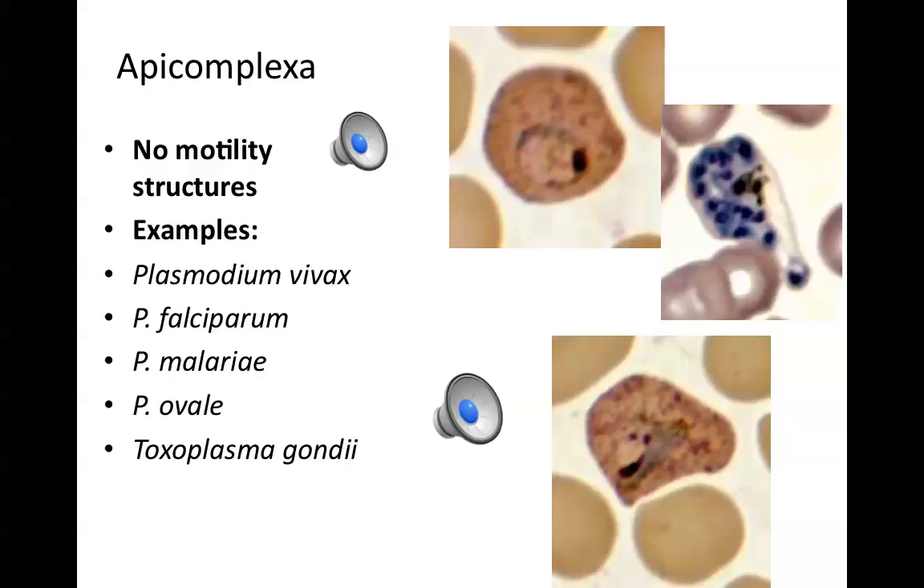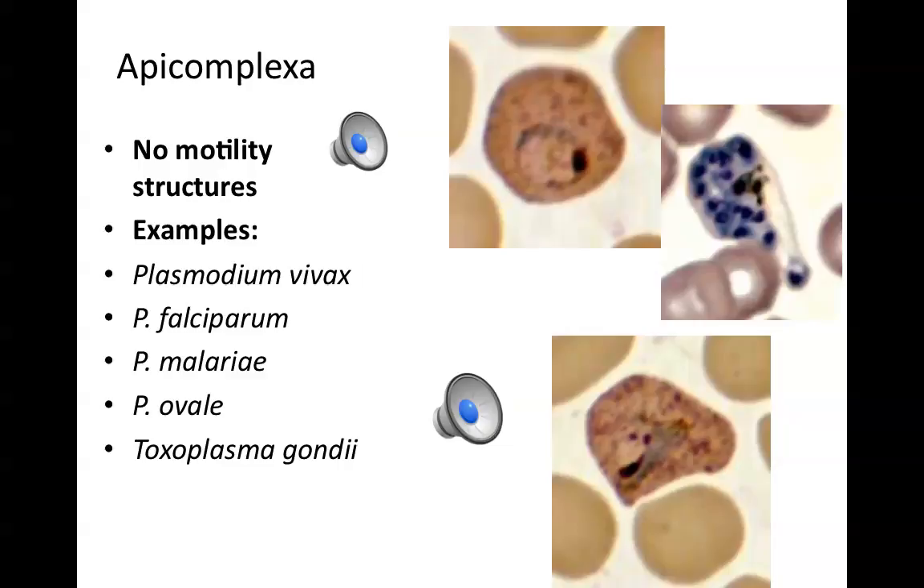Plasmodium vivax is the most common form of tertian malaria, T as in Tom, E-R-T as in Tom, I-A-N. The symptoms of tertian malaria occur every 48 hours. The second species of Plasmodium is Plasmodium falciparum. Plasmodium falciparum is the most lethal form of malaria. We often call it blackwater fever or tertian malaria, with symptoms every 48 hours, but much more severe than vivax malaria.